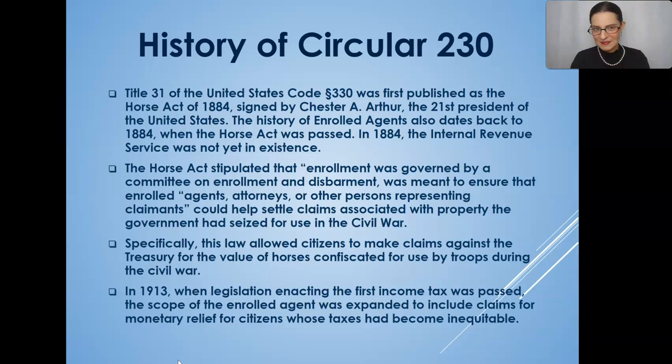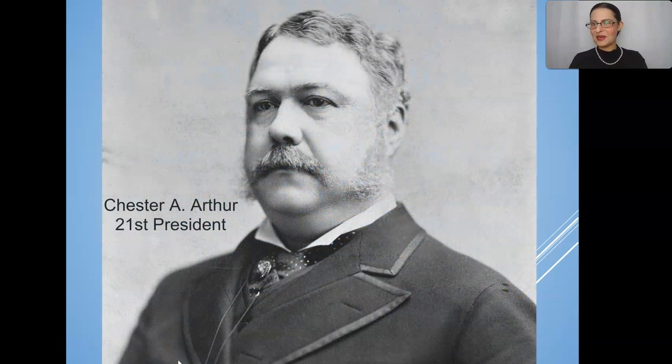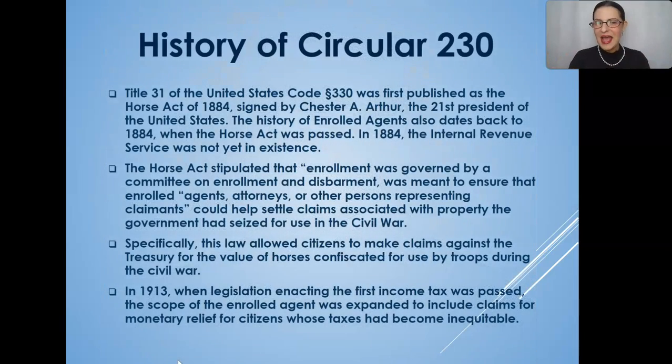So, Title 31 of the United States Code was first published as the Horse Act of 1884, signed by Chester A. Arthur, the 21st President of the United States. Now, the reason why this is important, I know we were like going back to high school government class, right? This is probably the last time you ever heard the name Chester A. Arthur, right? But he was the 21st President of the United States. And this was actually before the income tax existed. This was before the income tax. And Circular 230 is actually part of Title 31.